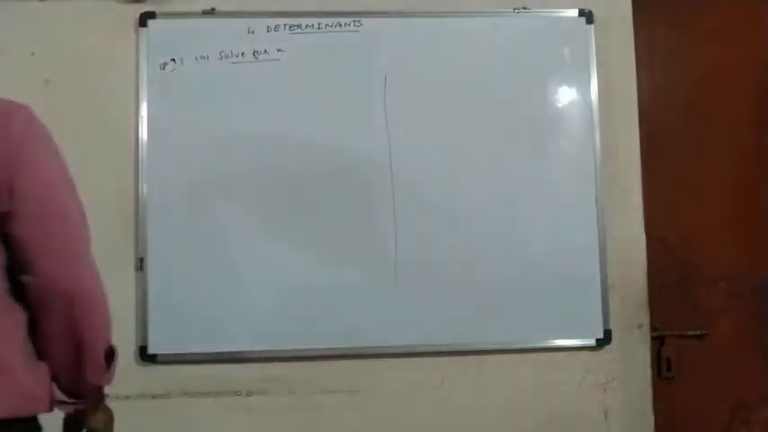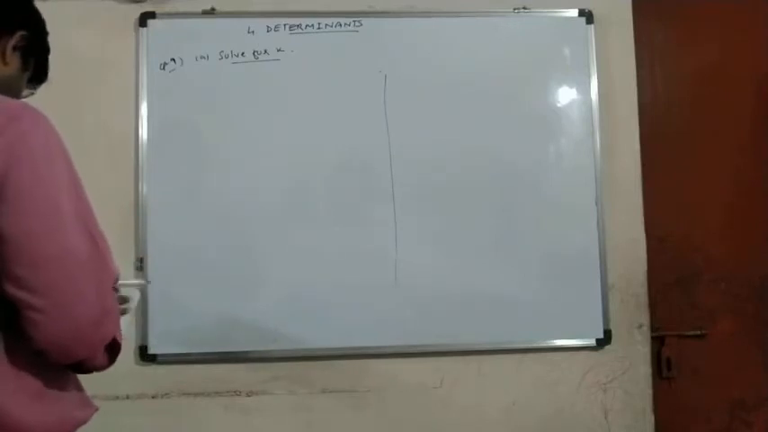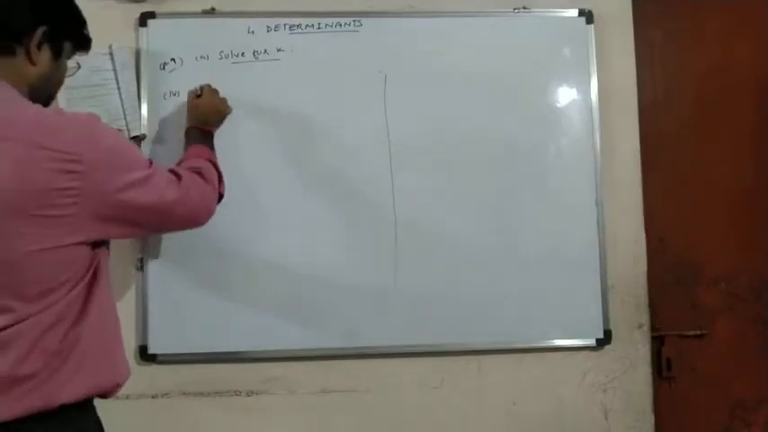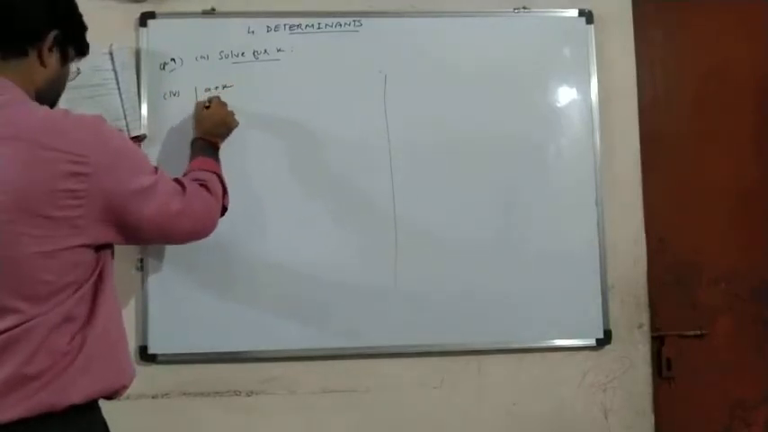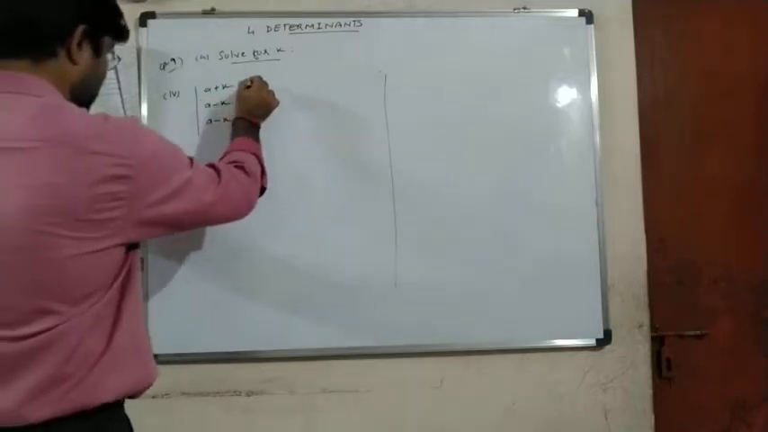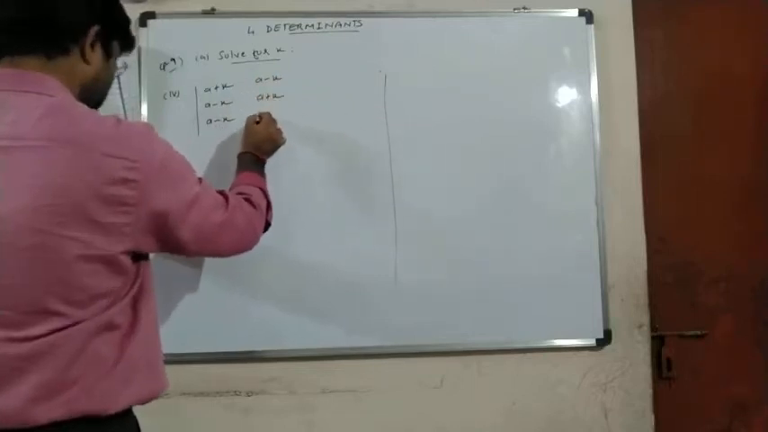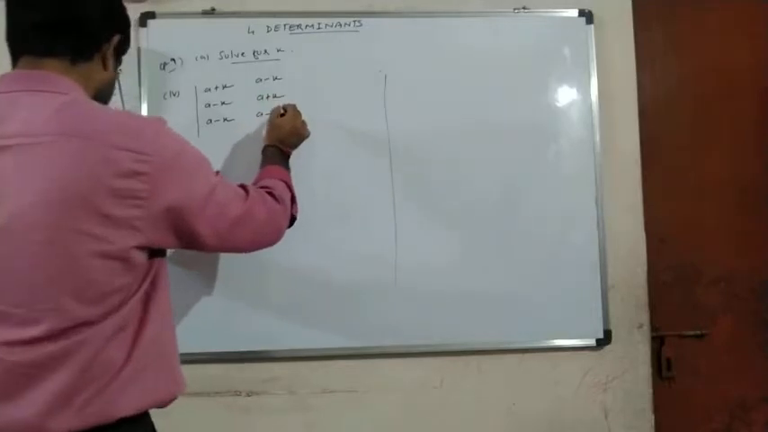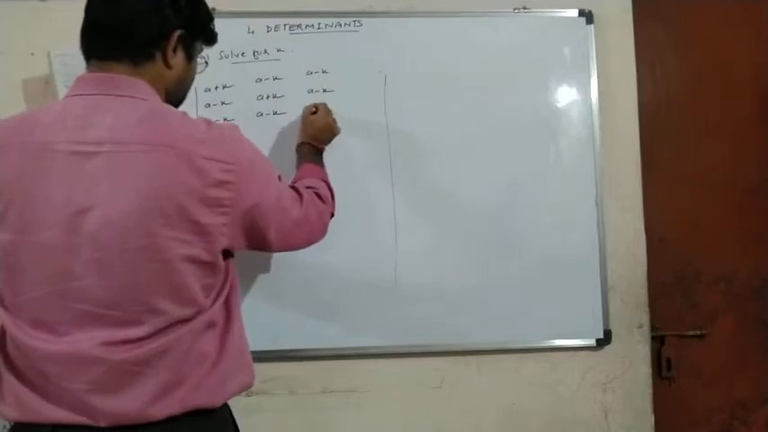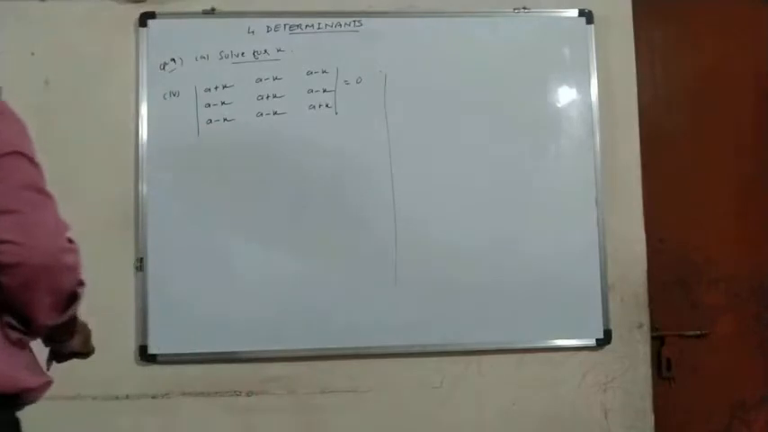Okay, so now this is number 4 of question number 9. We are given a determinant: a plus x, a minus x, a minus x; again a minus x, a plus x, a minus x; then a minus x, a minus x and a plus x, equal to 0.